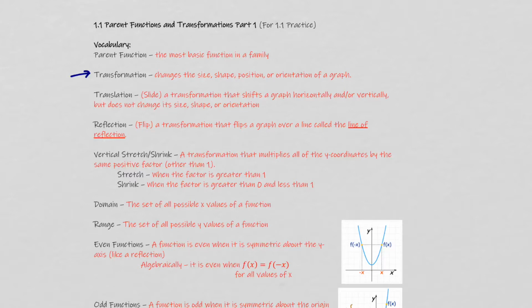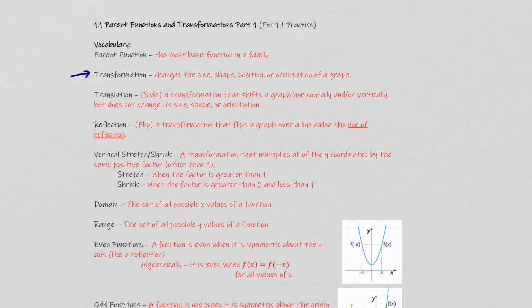So under transformations, we have translation, which just means we're going to slide the graph. We either slide it left or right, or up or down. So we're going to shift it horizontally or vertically. But it does not change its size, shape, or orientation. Another transformation we cover is reflection, which means we flip it. It's a transformation that flips a graph over a line called the line of reflection.